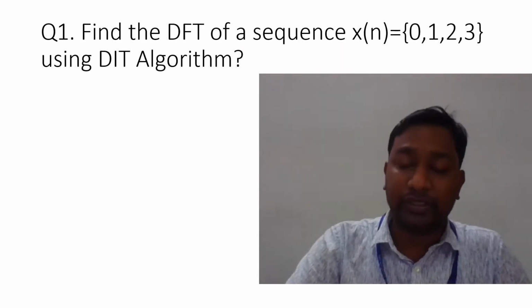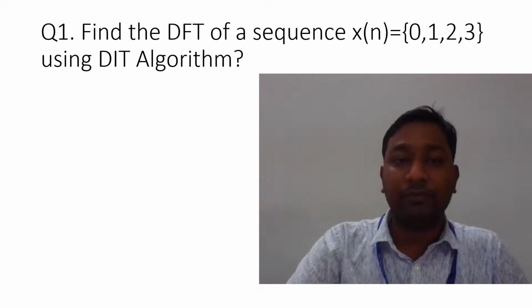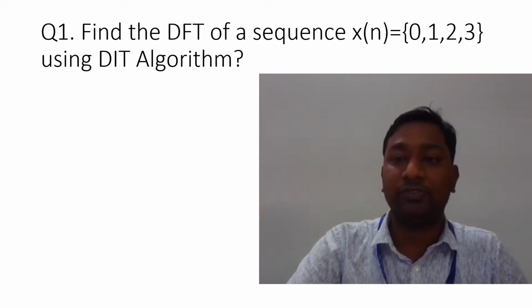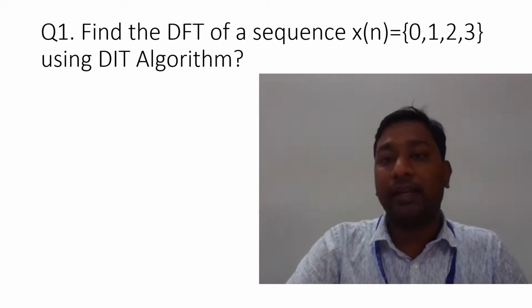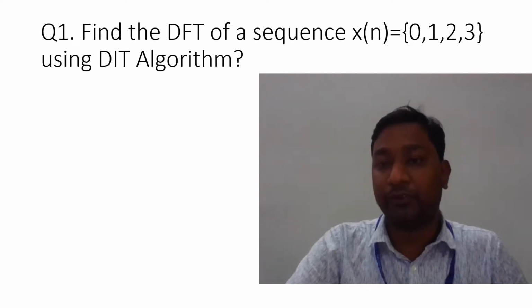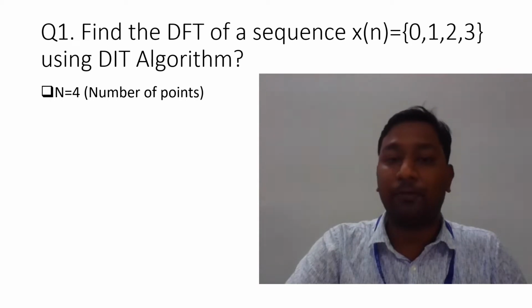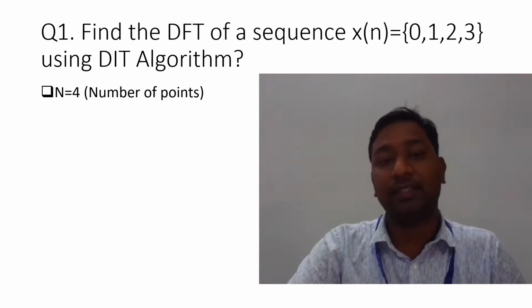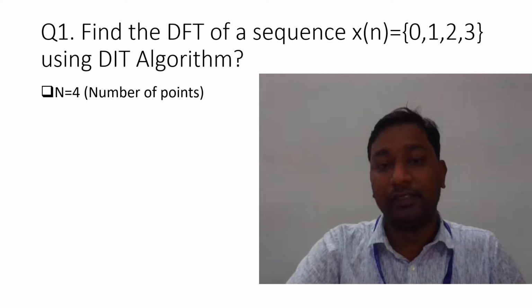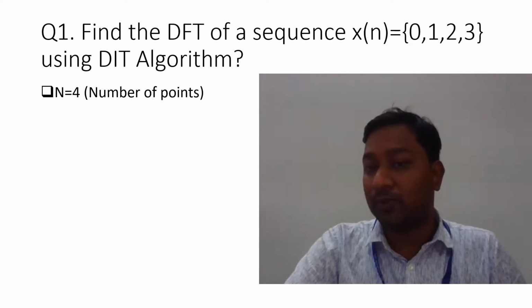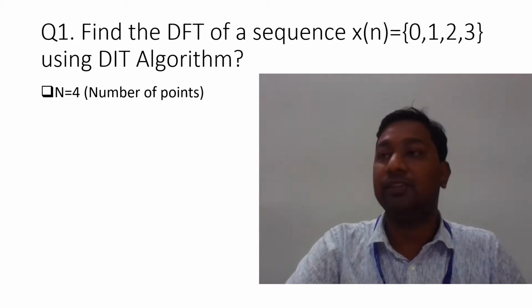So first we'll consider one problem. The problem given is: find the discrete Fourier transform of the sequence x of n equal to 0, 1, 2, 3 using the DIT algorithm. So the number of points in this sequence is 4. We are considering n equal to 4 because nothing is mentioned in the exam question about which number of points we should use for the DIT algorithm. So here the number of points is 4, so directly we will consider n equal to 4.